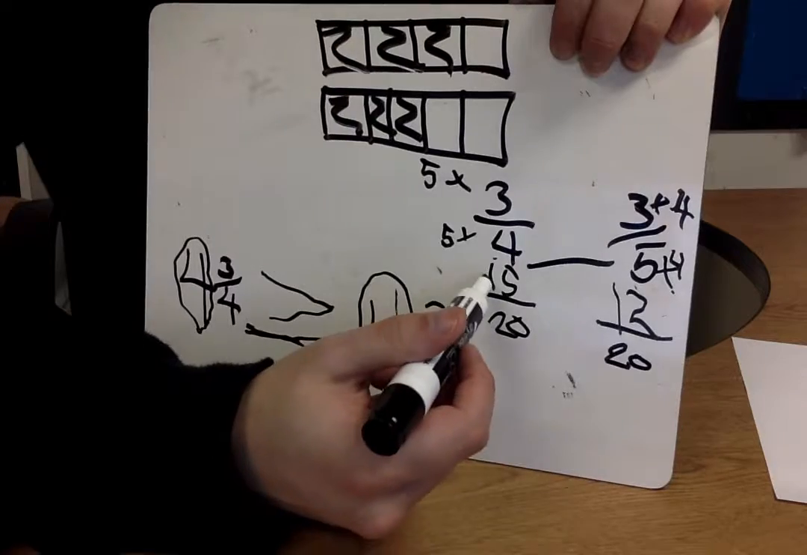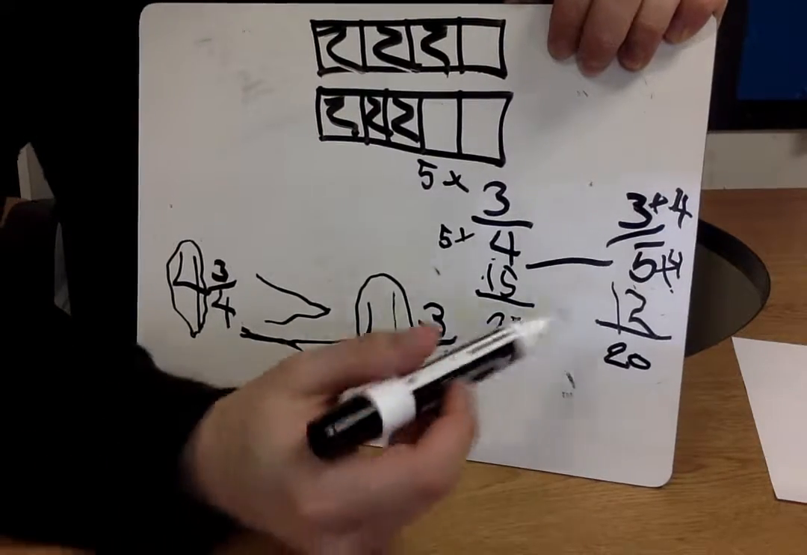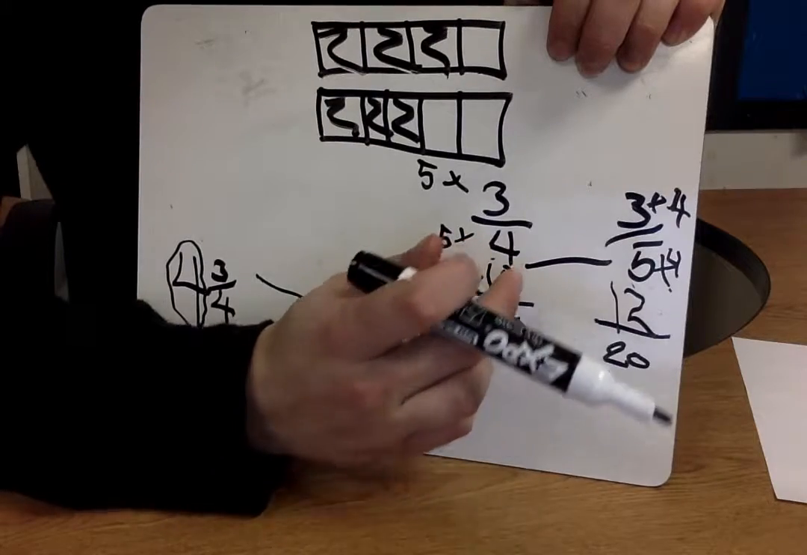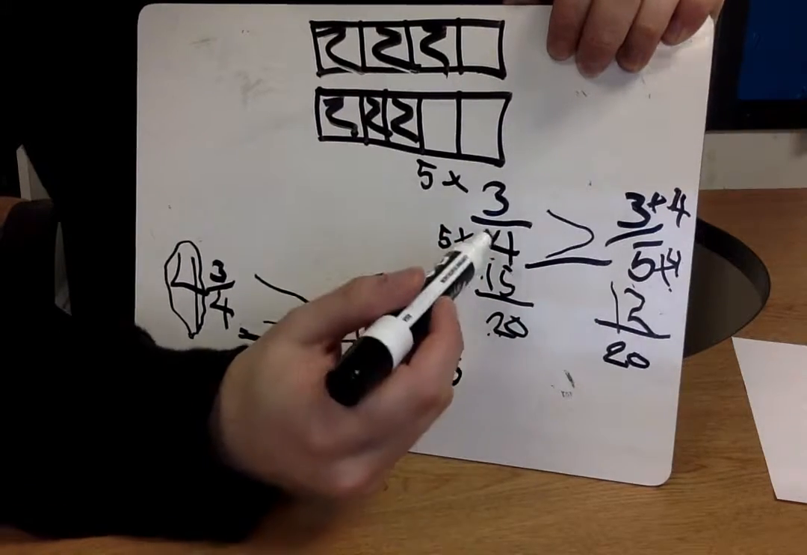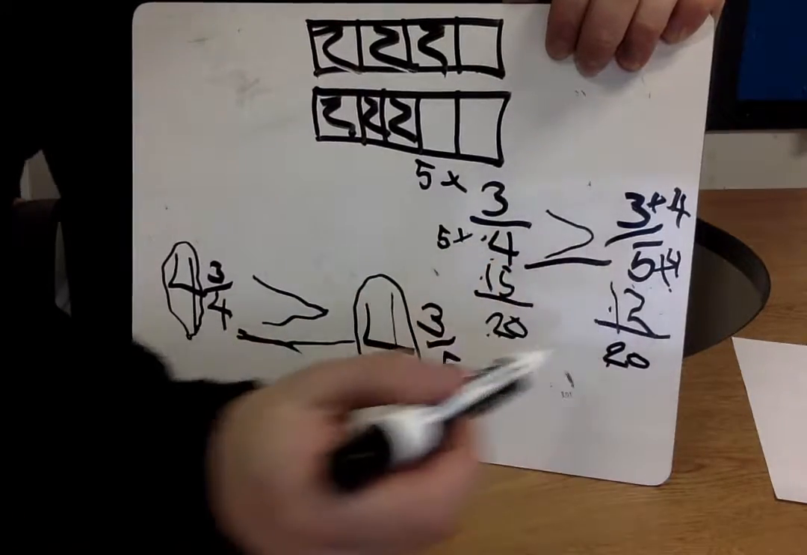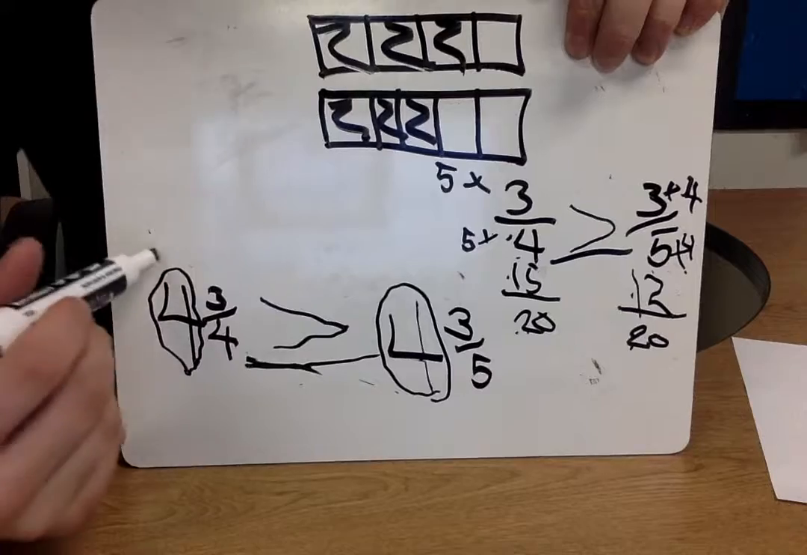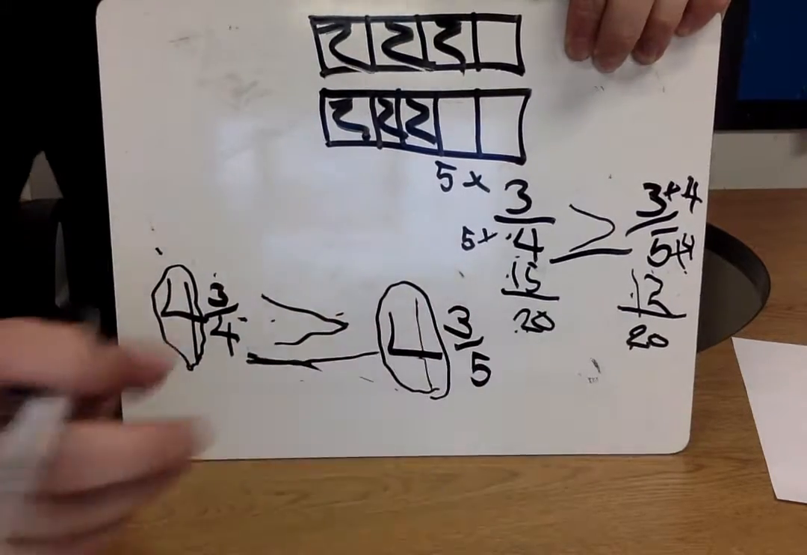And now which is larger, 15 twentieths or 12 twentieths? Well, 15 is a larger number than 12. So 15 twentieths or 3/4 must be larger than 12 twentieths or 3 fifths, which means we were correct. 4 3/4 is larger than 4 3 fifths.